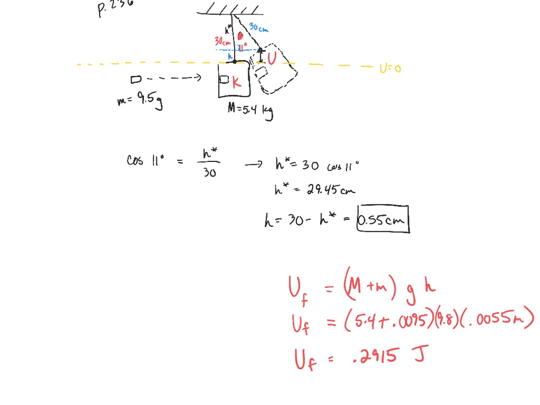And I'm going to keep those extra decimals for now, just because I'm going to use this number in a little bit. So that's the amount of energy that this two-mass system gains as the pendulum swings up to its highest point in the path.